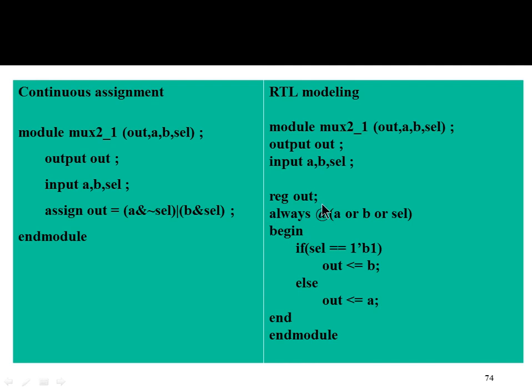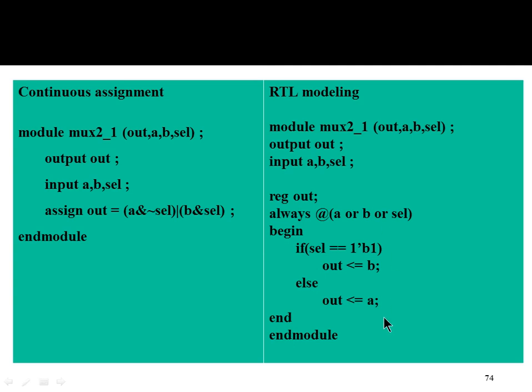Then there is the always block, always at A or B or select. These are my inputs and this is my sensitivity list or activation list. Any change in A, B, or select line will trigger the always block. Begin. If select equal to 1'b1, where 1'b1 stands for a one bit binary value 1, out gets B input, else out gets A input. These are non-blocking assignments. End always block, end module.